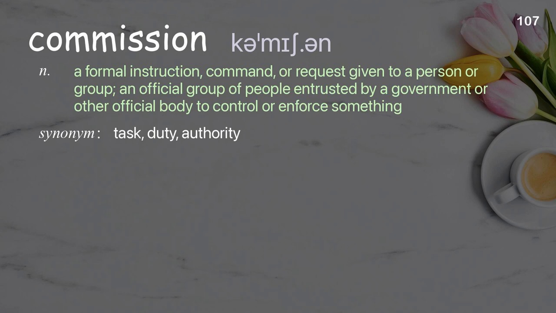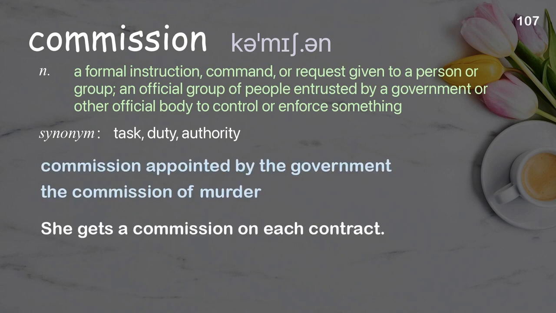Commission: a formal instruction, command, or request given to a person or group, an official group of people entrusted by a government or other official body to control or enforce something. Examples: commission appointed by the government, the commission of murder. She gets a commission on each contract.